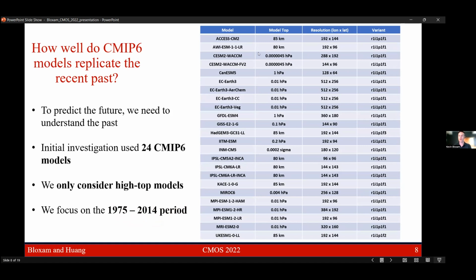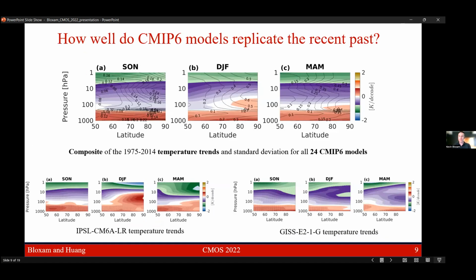analysis period as well. And so these are the models that you see here on the right that are part of the study. So how well do CMIP6 models replicate the recent past? Here we're looking at the temperature trends over that 1975 to 2014 period, broken up according to the fall, winter, and spring. You can see in the winter that the composite of those 24 CMIP6 models does reproduce a slight heating feature, positive temperature trends in the lower stratosphere, but it's definitely not as strong as what we saw with the ERA5 reanalysis.